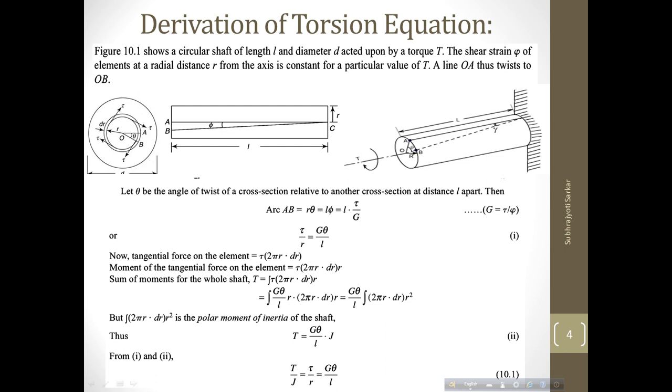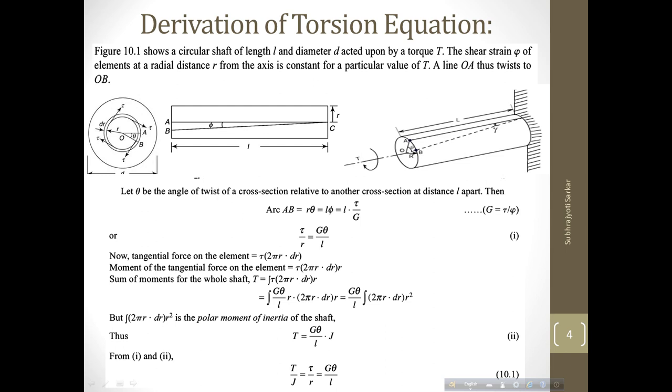So here also let us consider a cantilever cylindrical shaft which is fixed at one end and free at the other end, and which is excited by a torque T. A torque T is applied at the free end. So as you apply a torque or a twist T, what will happen?